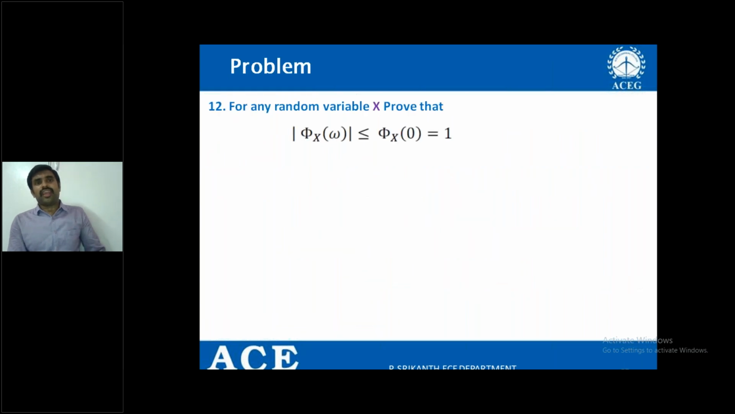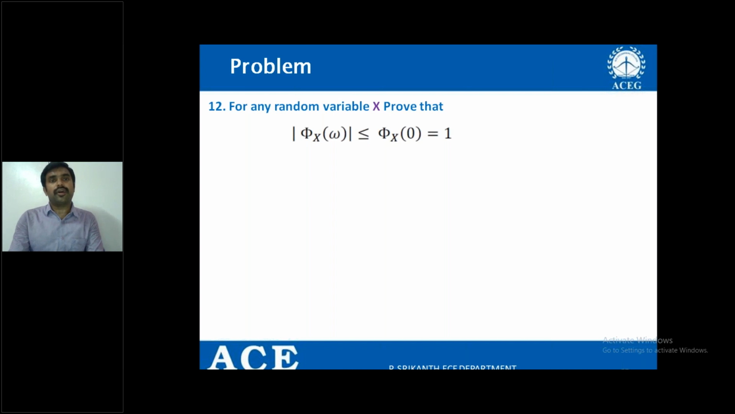And let us take a simple problem here. Already we have discussed in the last class that the characteristic function will always be maximum at omega equal to 0 and the value is equal to 1. That is, mod pi x of omega is always less than or equal to pi x of 0. That is the statement given in the last session. Let us prove this, and sometimes we can also expect this relation in the form of a problem in the examinations, right? So let us take the problem. For any random variable x, prove that mod pi x of omega is less than or equal to pi x of 0, which is equal to 1.